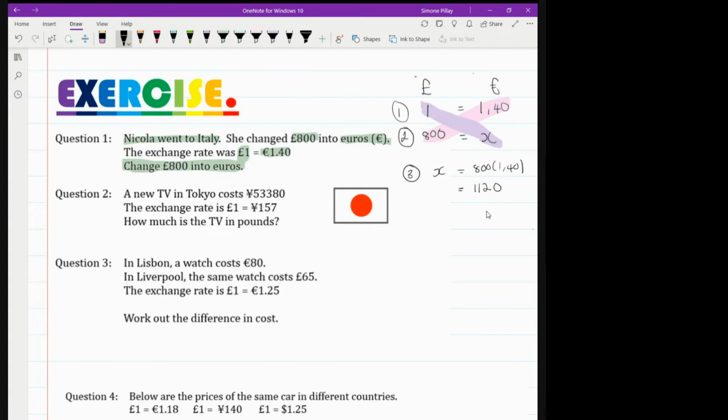Cool. So 1120. And that is my answer. And this is how you're going to set up every single exchange rate question. It's always going to be the same format.